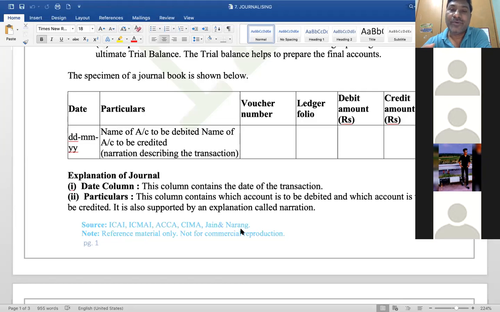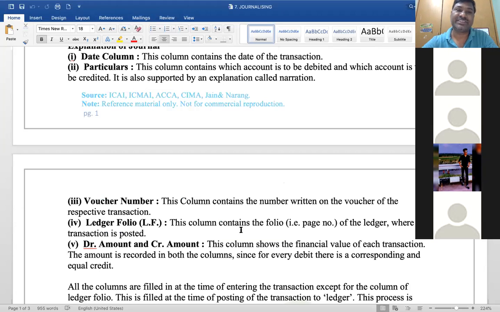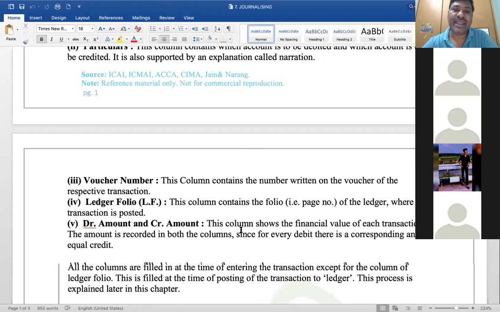So when there's a giver, there's a receiver. Now, look at the explanation in detail. There's a date column, which contains the date. Particulars column contains the account to be debited, account to be credited, and the description called narration.